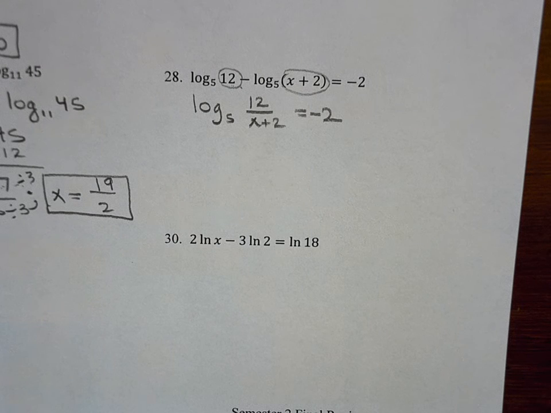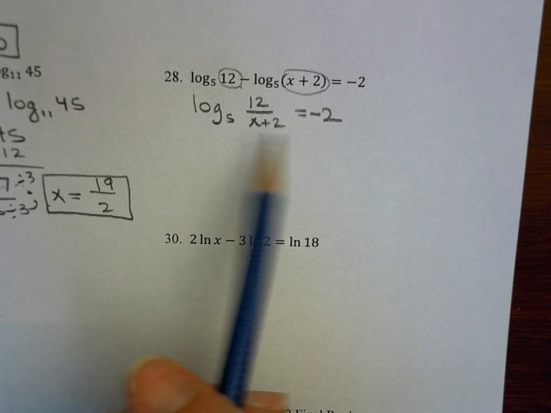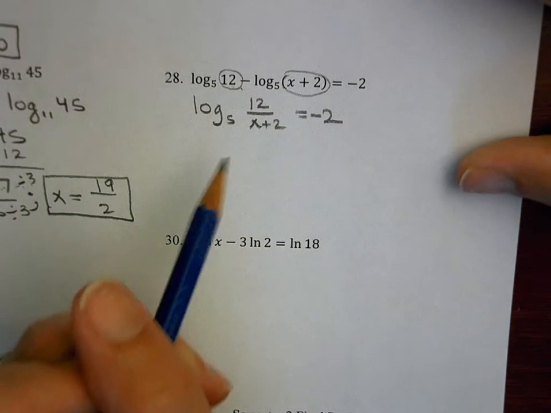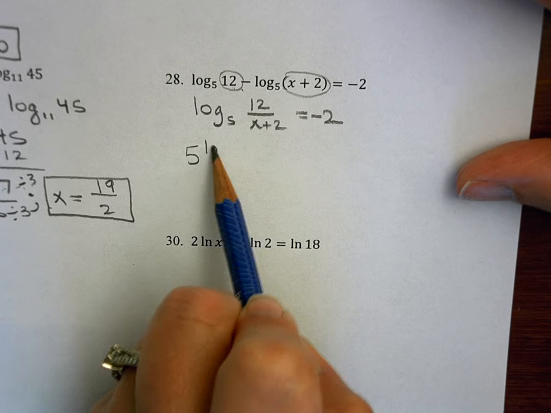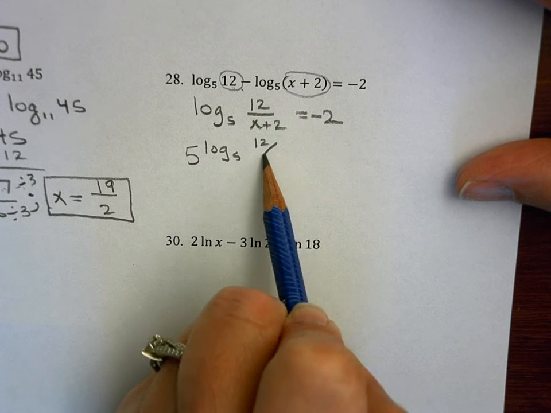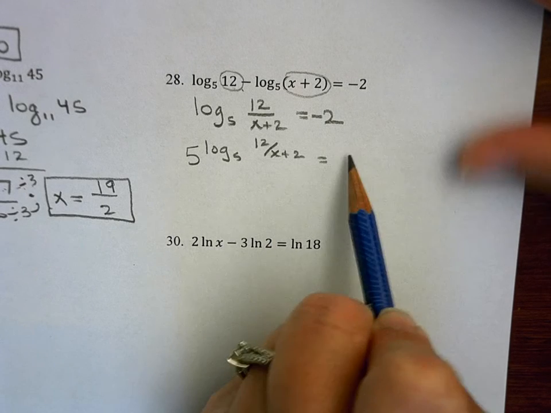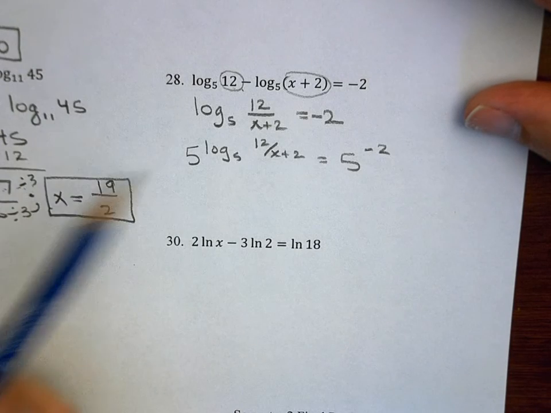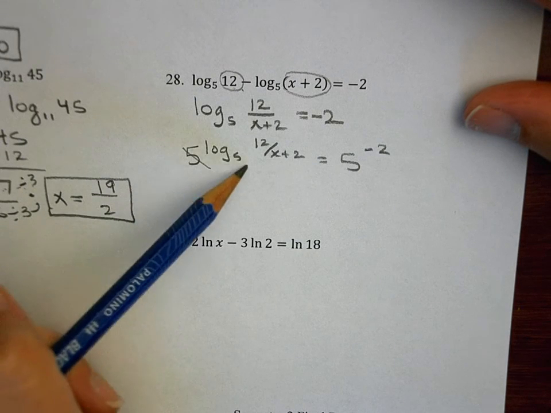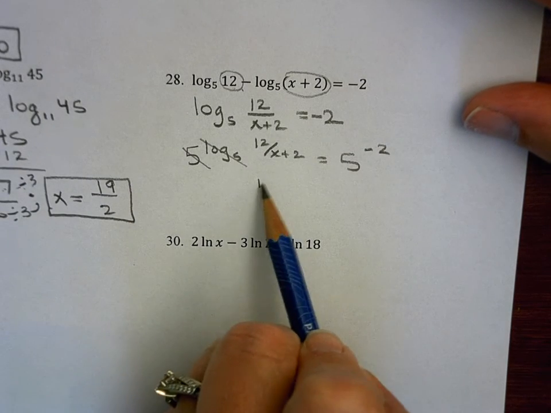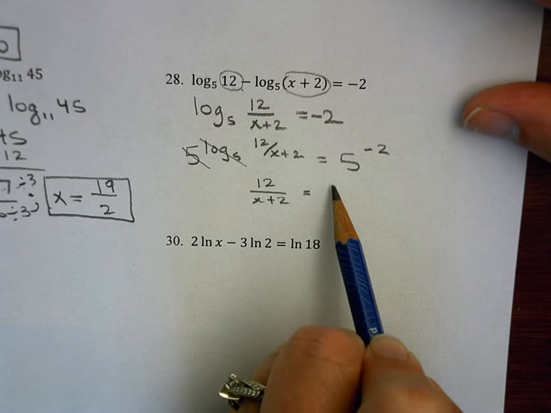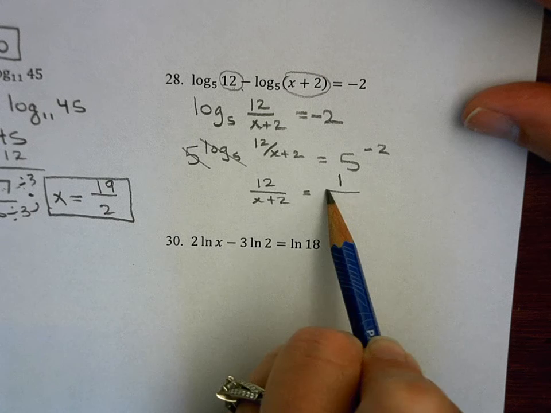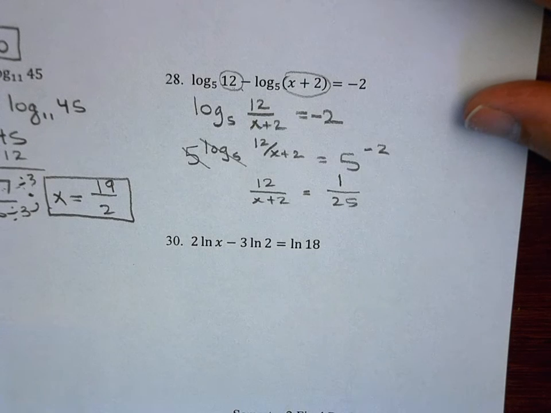Okay, so now for this right here, I have to get rid of the log this time by exponentiating, just because it doesn't have a log on both sides, right? There's not a log 5 and a log 5. So to get rid of this log base 5, I'm going to make this a power on base 5. And do the same thing on this side. So 5 and log base 5 are inverses, so that will cancel. And then I have 12 over x plus 2. And then 5 to the negative 2 is the same as 1 over 5 squared, which is 25.